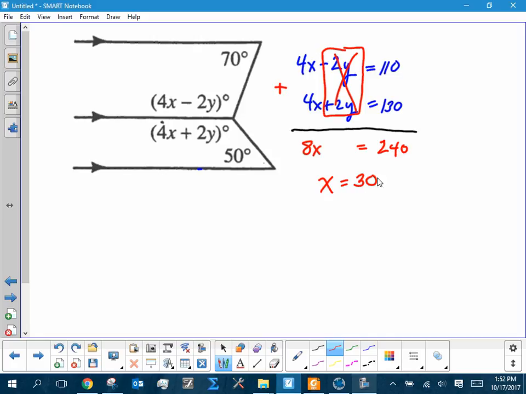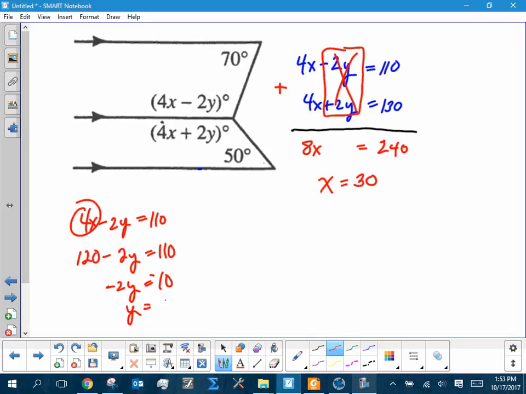So now if x is 30, I should be able to take one of these original equations, maybe 4x minus 2y is equal to 110. I should be able to plug that 30 in and solve for y. So if I plug in 30 right there, it gives me 120 minus 2y equals 110. Subtract 120 from both sides, so negative 2y is equal to negative 10. So y would be 5. Positive. So x is 30, y is 5.